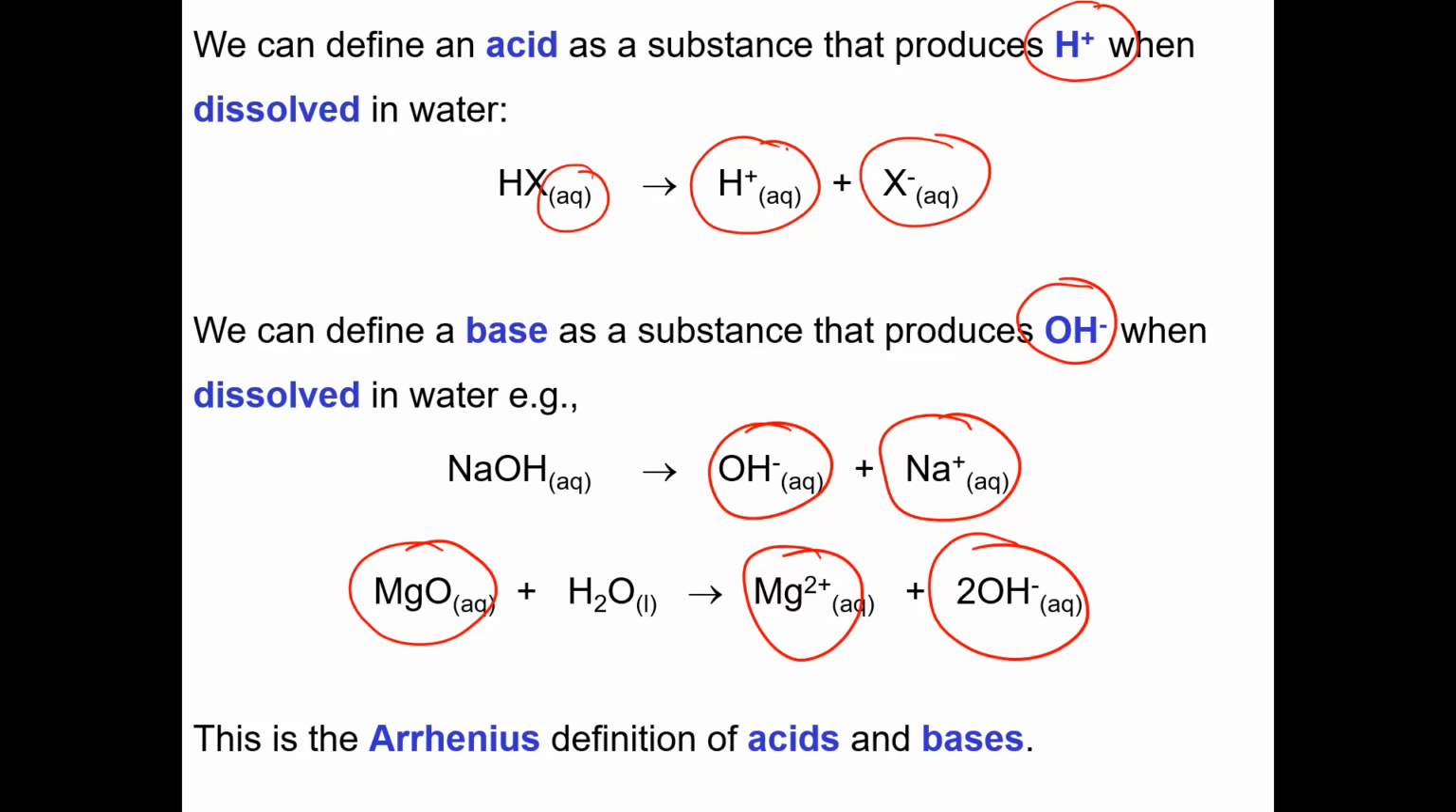The definition of acids and bases that we've given here is what's called the Arrhenius definition of acids and bases. It turns out that there are a couple of other ones, but this one's pretty good for where we're at right now.